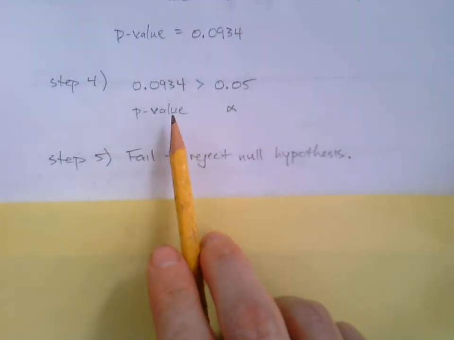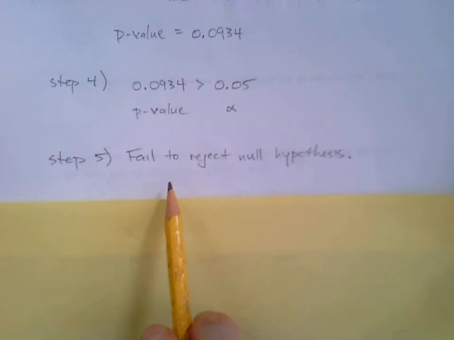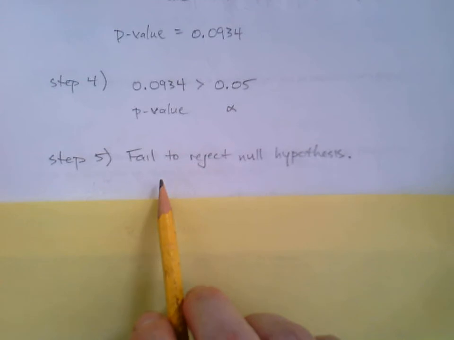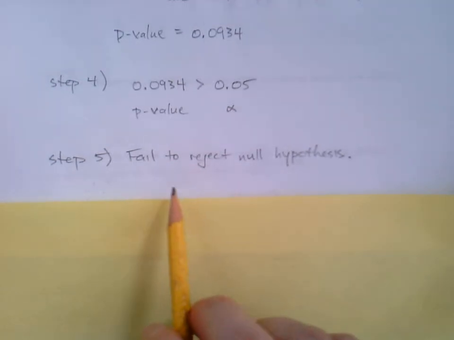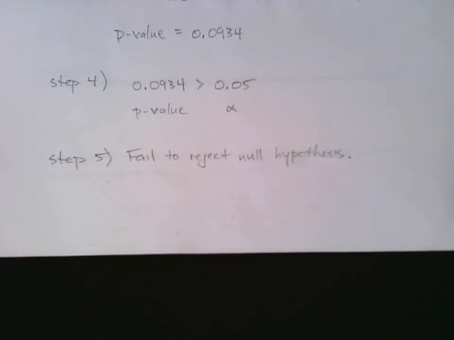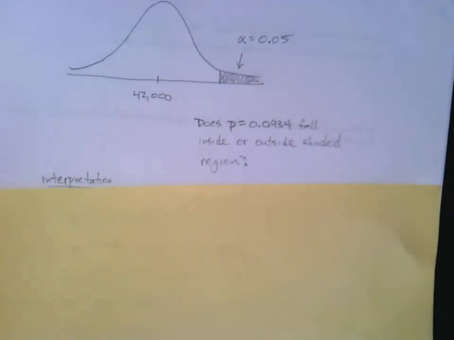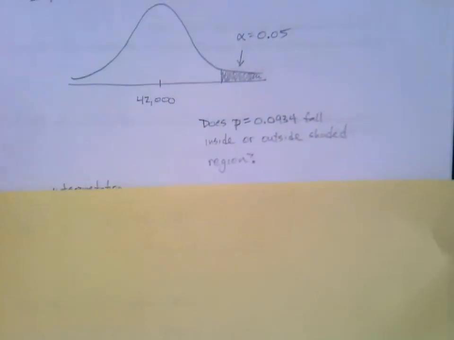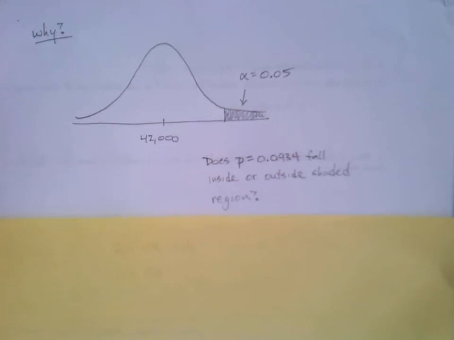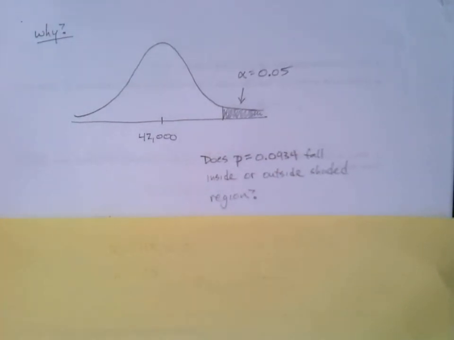Okay, why would this p-value, bigger than the significance level, result in not enough evidence, not guilty, fail to reject? Let me show you a drawing. So the question is why? I've drawn a bell curve.